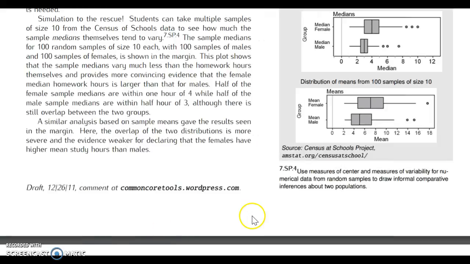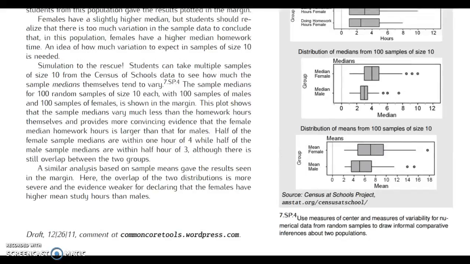And the final standard here, standard 4: use measures of center and measures of variability for numerical data from random samples to draw informal comparative inferences about two populations. So the idea of inference being built is that we can infer something about the larger population from a small sample. And that idea will get extended in grade 8. So these two standards, 3 and 4, really go together nicely.